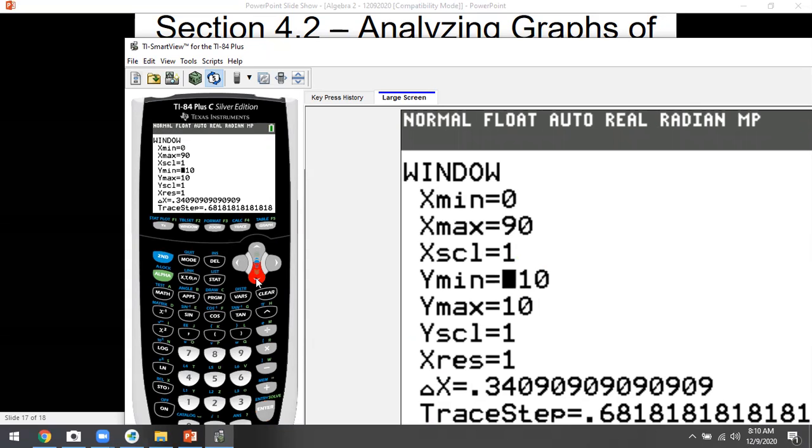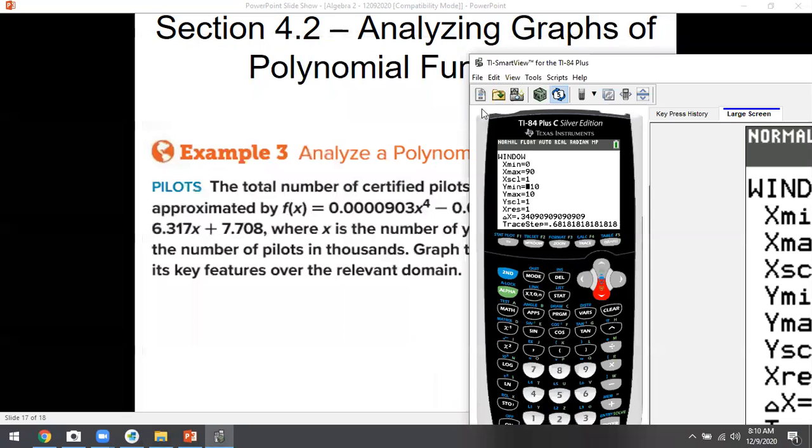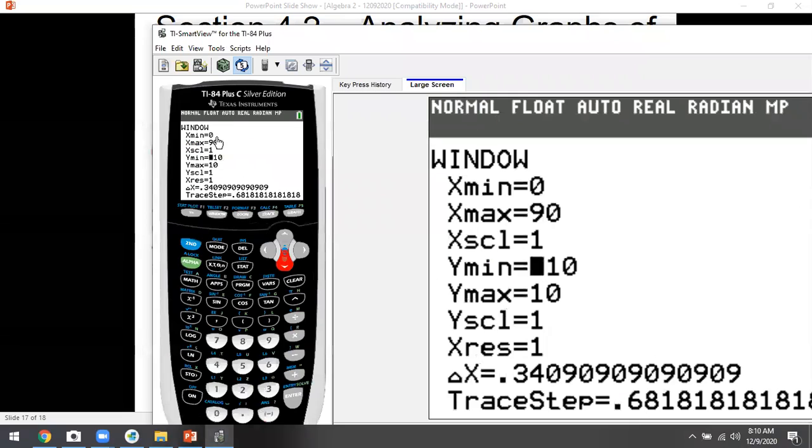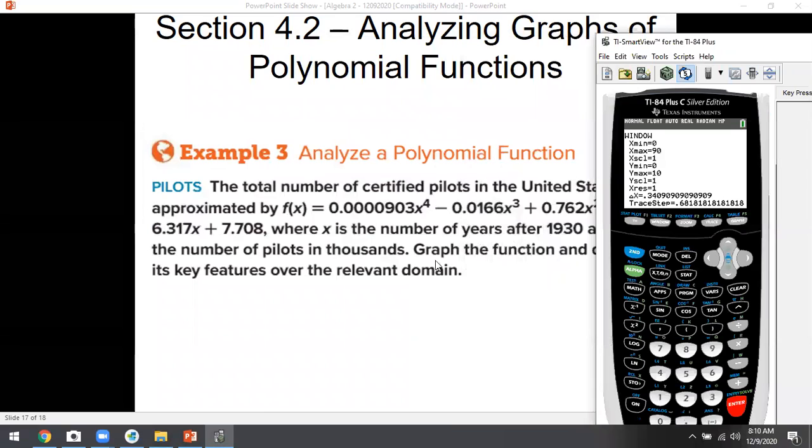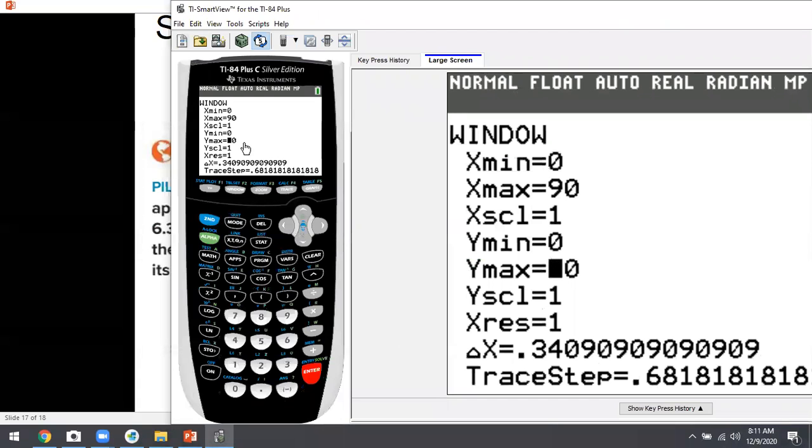Y is what you get out. Remember, this is a function that describes the number of pilots. So does it make sense to have a negative number of pilots? No, I would say that my y min should be 0. And the y max, I'm really just not sure. This will represent the number of thousands of pilots. Do you think there's only going to be 10,000 pilots since 1930? I don't think so. Maybe 100,000, a million, I don't know. I'm going to go to y max being 100. If that doesn't work, we'll just come back and tweak it.